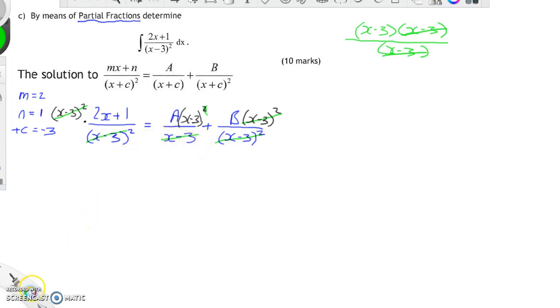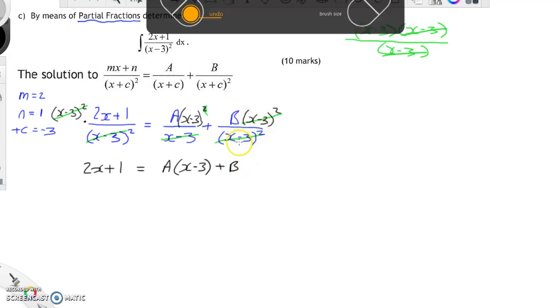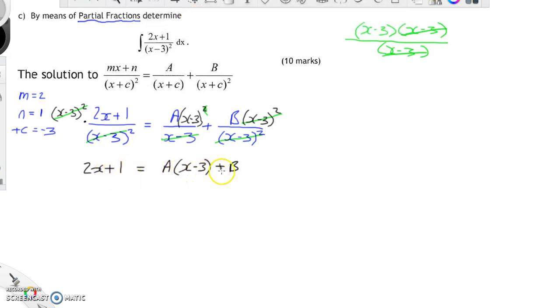So I'm going to rewrite that now in black. So now we have 2x plus 1 equals A times (x minus 3) plus B times nothing, actually, because it's all cancelled, so I can just undo that last mark there. Right, so this is what we've boiled down to now.